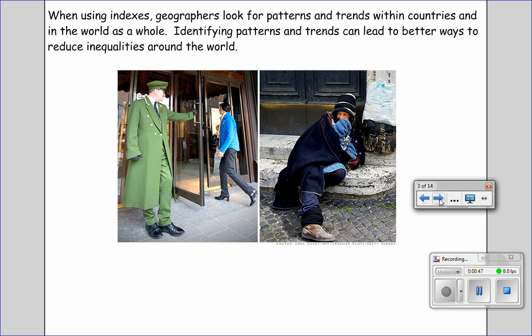When using indexes, geographers look for patterns and trends within countries and in the world as a whole. Identifying patterns and trends can lead to better ways to reduce inequalities around the world. And just look at this picture here and consider the inequality or inequalities that you see.